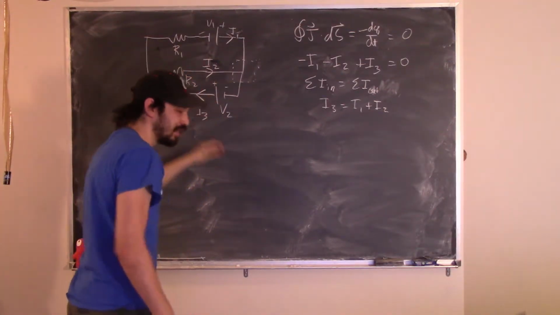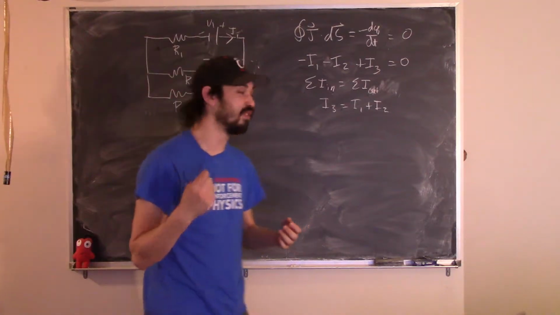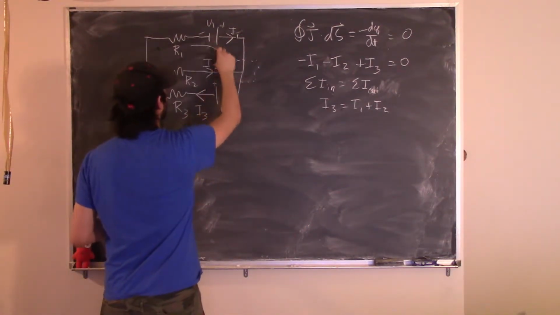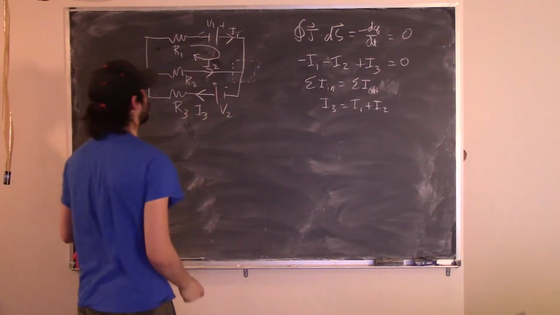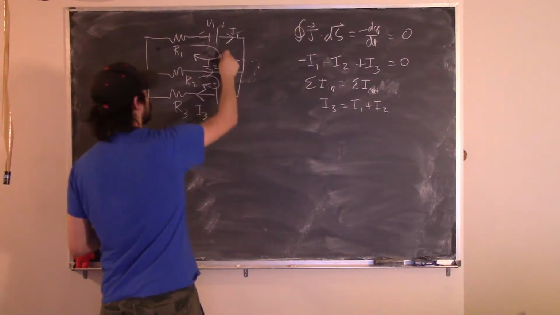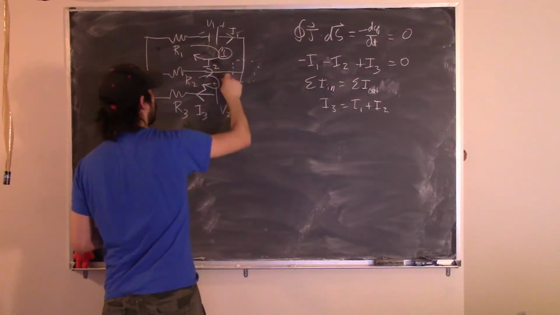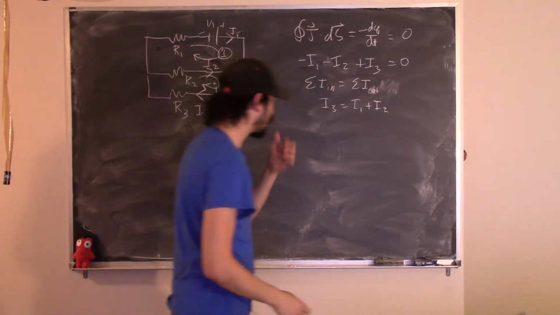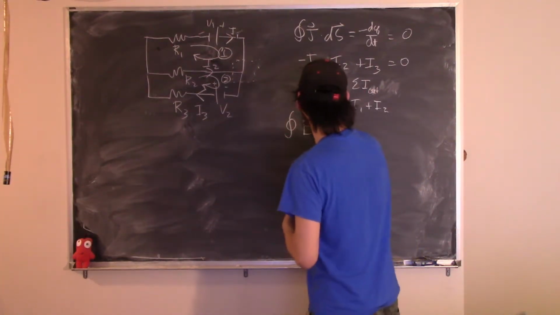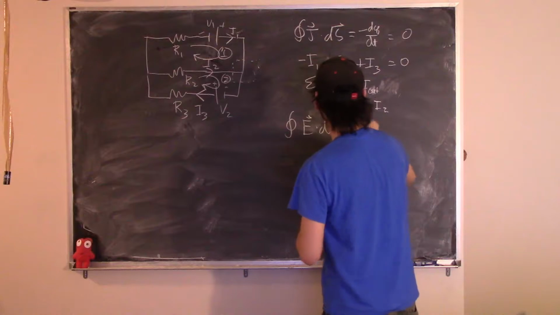If you want to do this again in a way that minimizes the number of negative signs, I would draw this one going this way. That one actually doesn't minimize the number of negative signs. But if I do this one this way, it does. So call this loop 1 and call this loop 2. Okay? So the integral around the closed loop of E dot dl is going to be equal to 0.